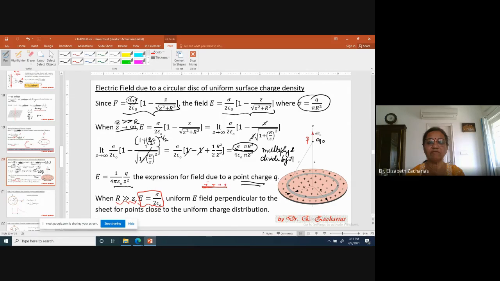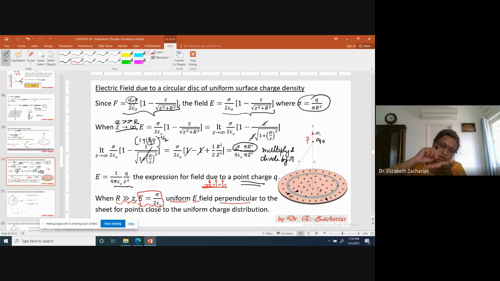And the electric field will be away from the positive charge, and you will find that the electric field will be uniform. It will be uniform electric field and perpendicular to the surface. Uniform and perpendicular to the sheet of charges. And remember, this is only for points close to this sheet.